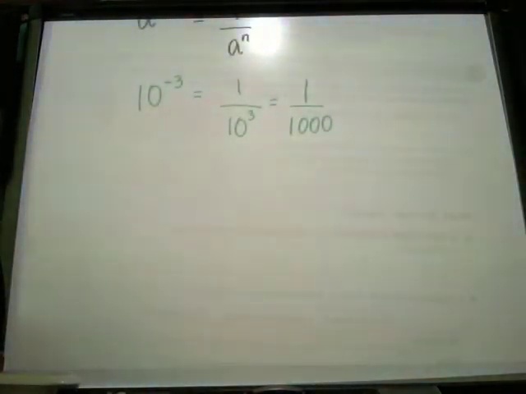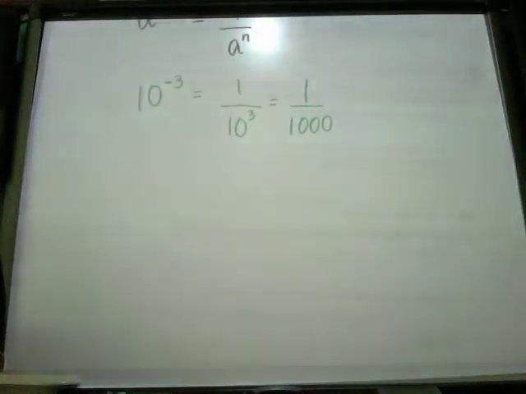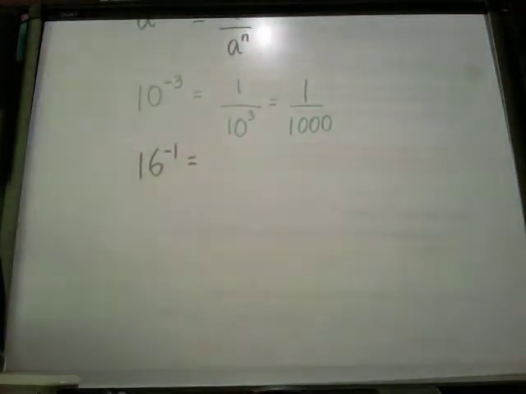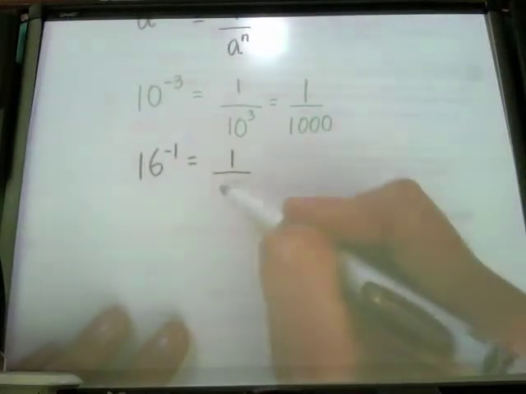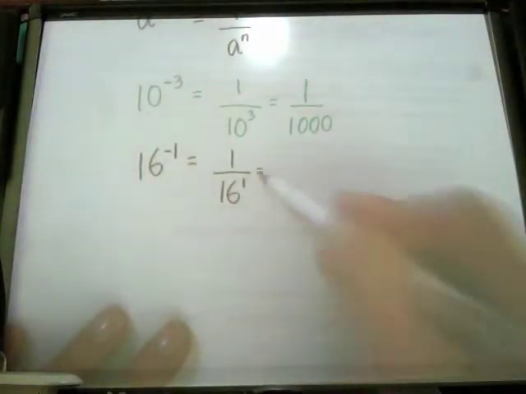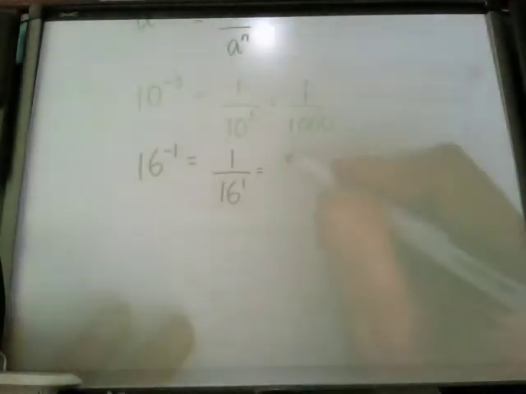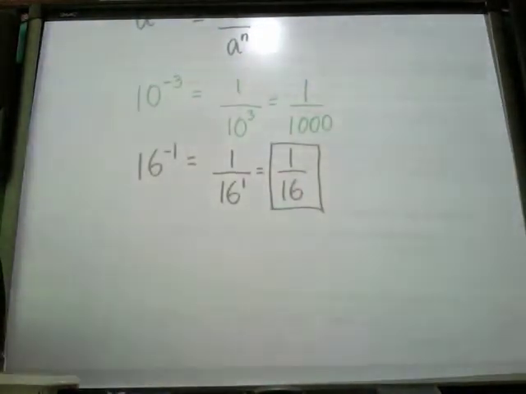So let's just try one more that looks like that, and then we'll switch it up a little. What if I had, let's see, get a new color here. 16 to the negative 1. 1 over 16 to the positive 1. What's 16 to the power of 1, Diego? Just 16. 1/16 would be your answer.